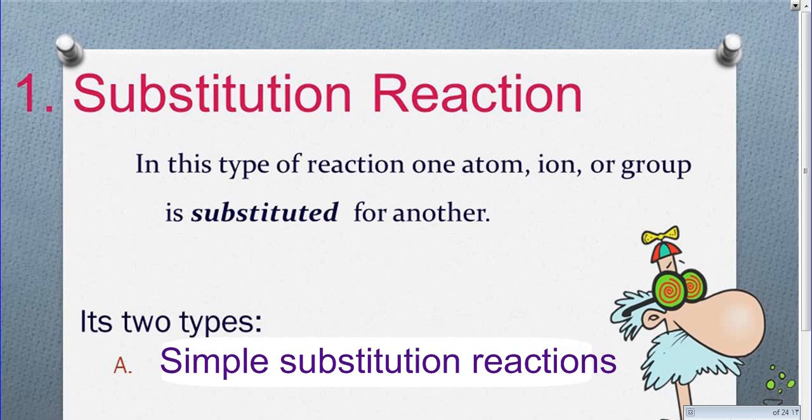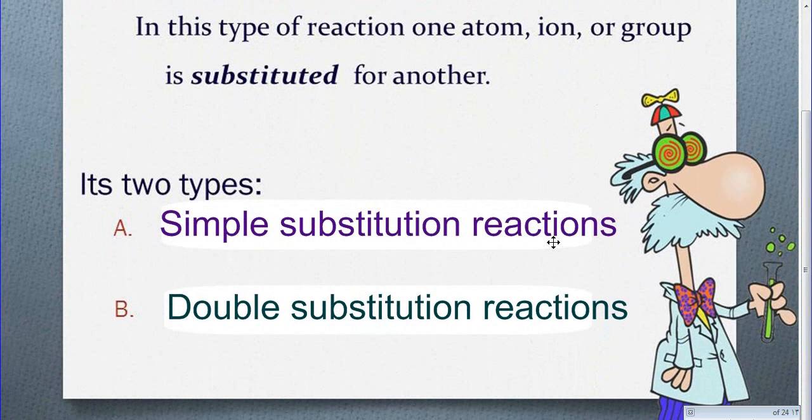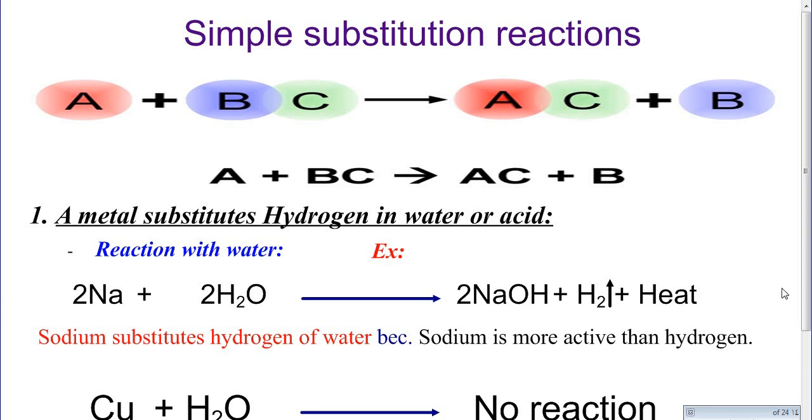The first type of substitution reaction. Firstly, the meaning of substitution reaction: in this type of reaction, one atom, ion, or group is substituted by another one, and we have two main types. The first type is simple substitution reactions, and the second is double substitution reactions. Let's start with simple substitution reactions. In simple substitution reactions, one element replaces another element in its compound. We have many examples of this type.